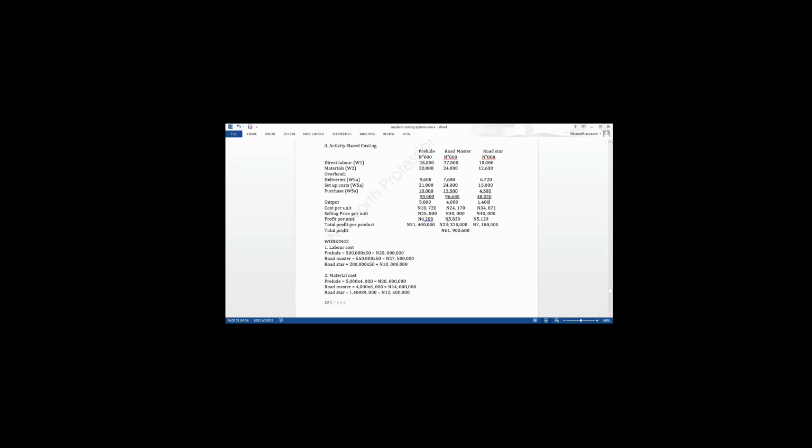Next, 5,830, multiplied by number of units produced and sold, 4,000 units: 23,320,000. Roadster, 5,129 profit per unit, multiplied by number of units produced and sold, 1,400. That will give you 780. Look at the total profits: 61,900,600. What has happened? 61,900,200.